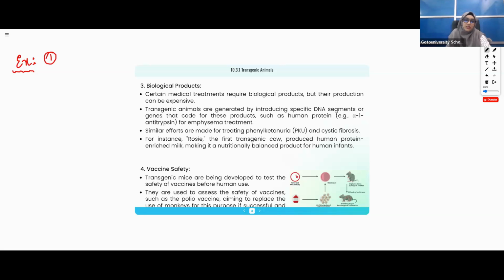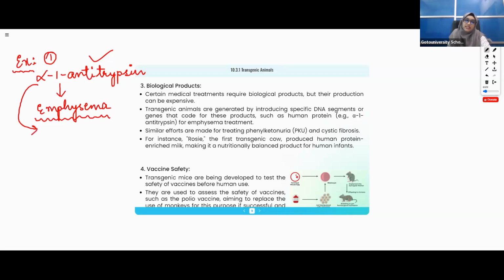Example I will give: human protein. Here it is, you see. Transgenic animals are generated by introducing specific DNA segments. These products, such as a human protein, the example given is alpha-1 antitrypsin. This alpha-1 antitrypsin is used to treat the disease emphysema. Emphysema is a disease which is treated by this human protein, alpha-1 antitrypsin, and this protein is produced by a transgenic animal. We are getting this from a transgenic animal. It is a biological product which is used to cure this disease. Not only this disease, but also the treatment of PKU, that is phenylketonuria.